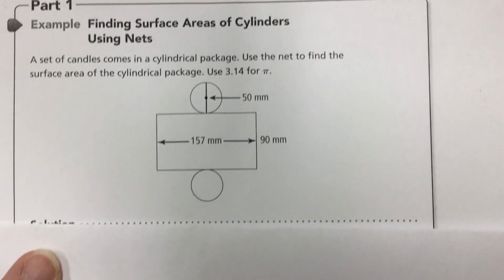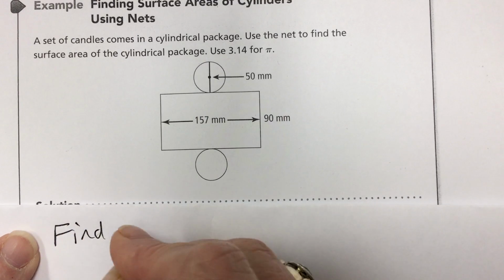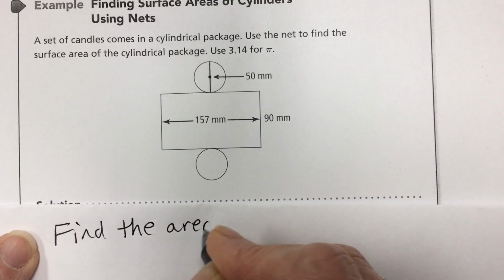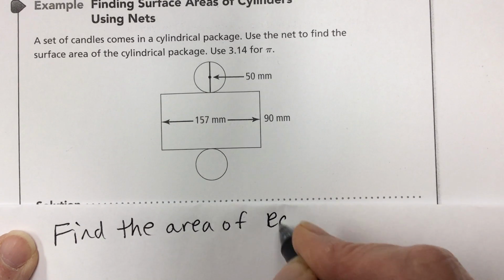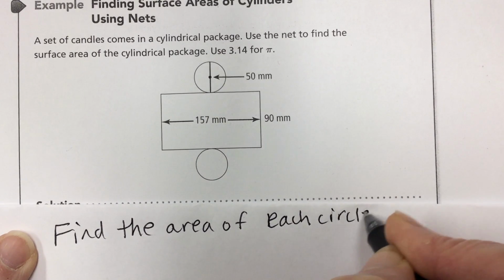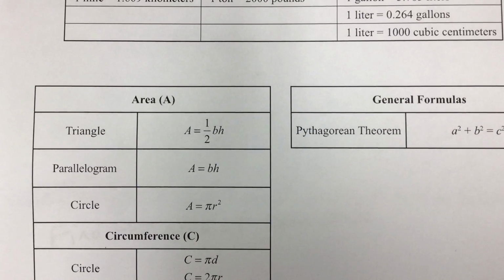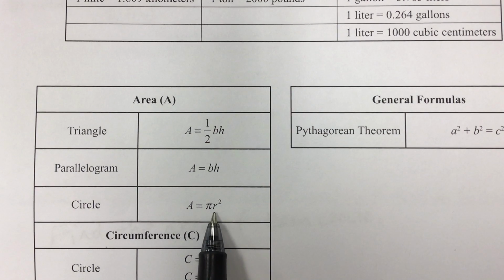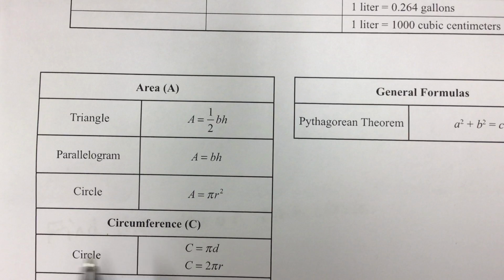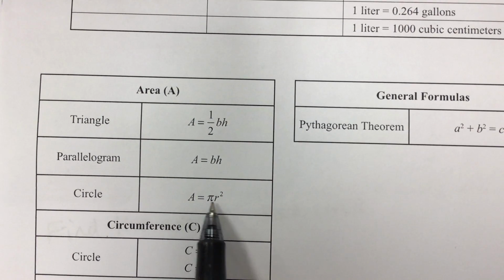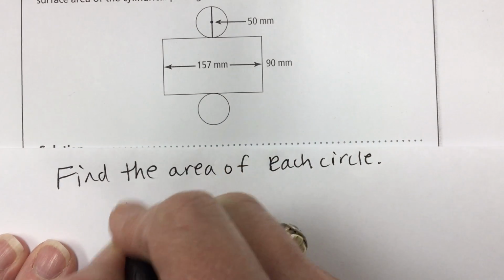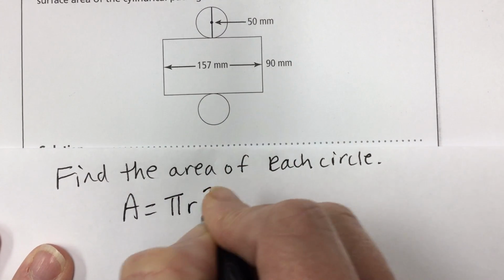The first thing we need to do is find the area of each circle. Well, you have a formula sheet that gives you the area of a circle. I have area of a circle and I have circumference of a circle. But this time I'm finding area, so we need to use area is equal to pi r squared. So that's my formula.